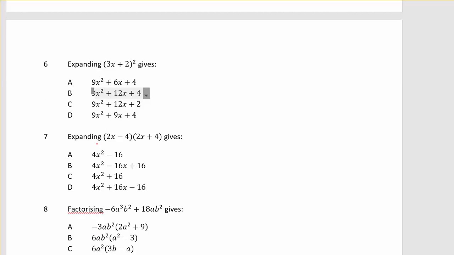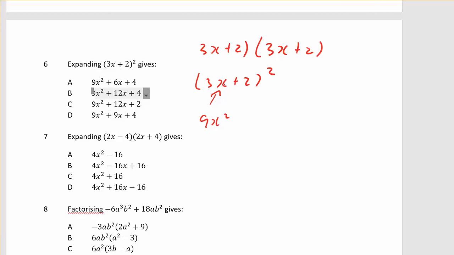Question 6. This is a perfect square. You can do the rainbow if you want, but I like to use the shortcut. I know that it's the first term squared, which is 9x squared. The middle term is the first term times the second term, doubled. So 3x times 2 is 6x, double of 6x is 12x. And the last term is just the last term squared, which is 2 squared, which is 4. So my answer is B.